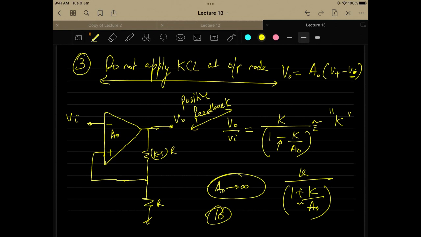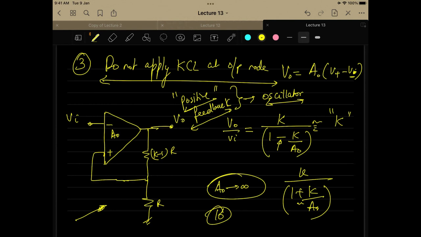I will explain how to decide whether a circuit is in positive feedback or negative feedback. Here I am trying to tell you that this particular circuit is in positive feedback, which is basically used for oscillators.